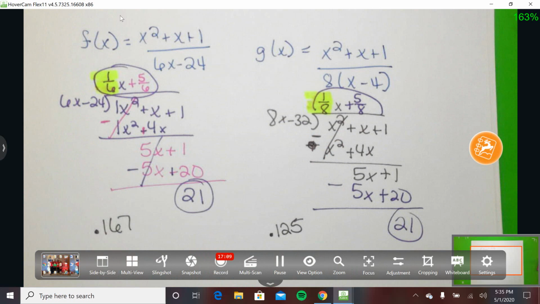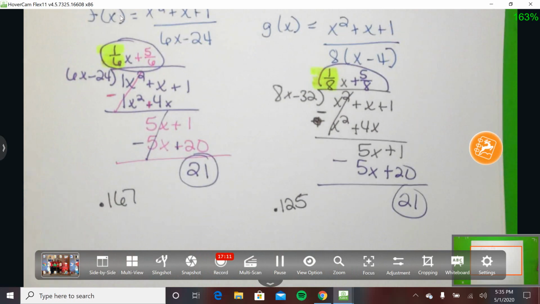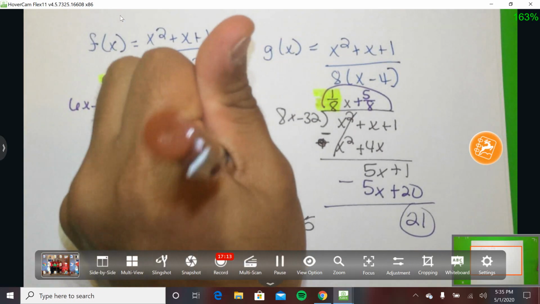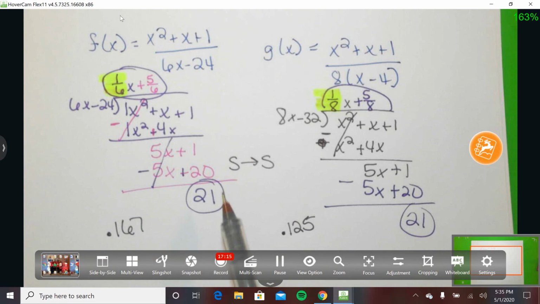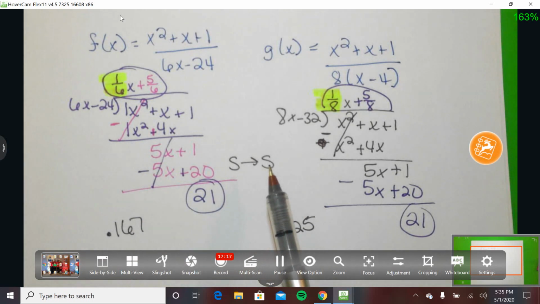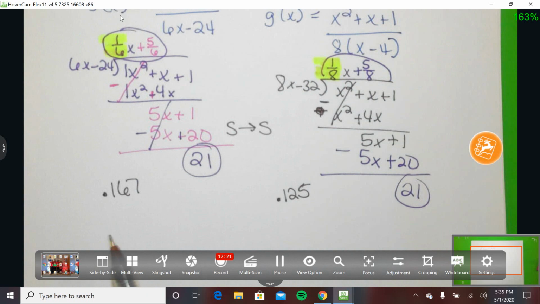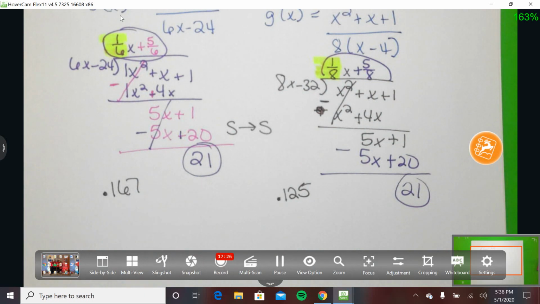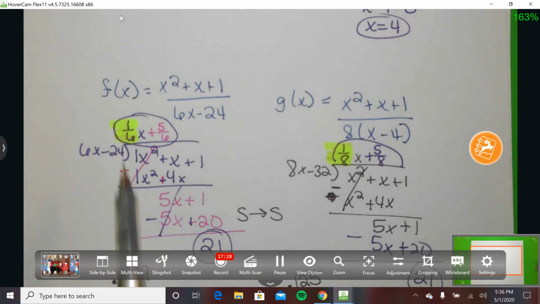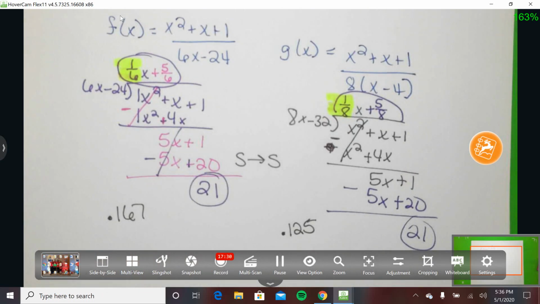The bigger the number, I say this, S squared: the bigger the slope, the steeper it is. The bigger the slope, the steeper it is. Out of these two, which one is the bigger number? This one right here. So that's why function f is the steepest one for its oblique asymptote.